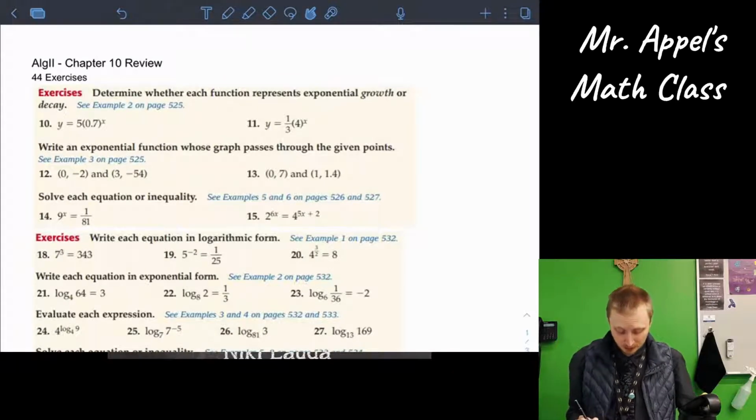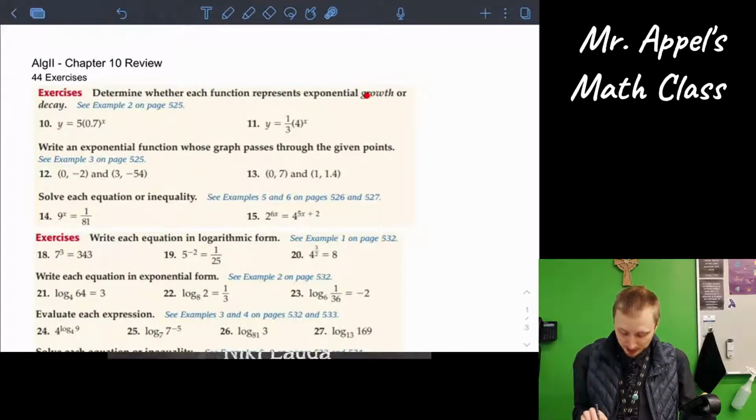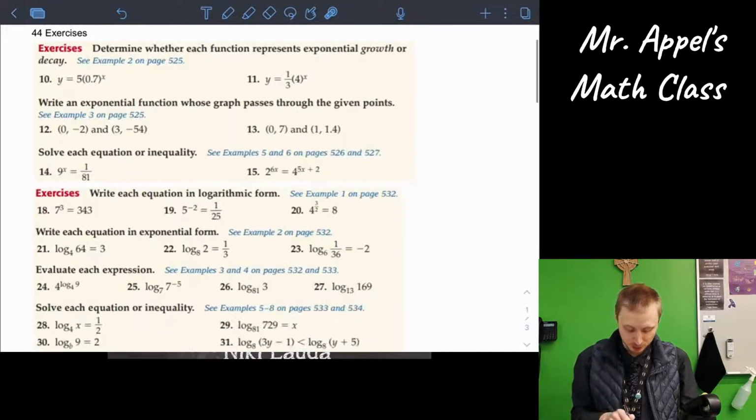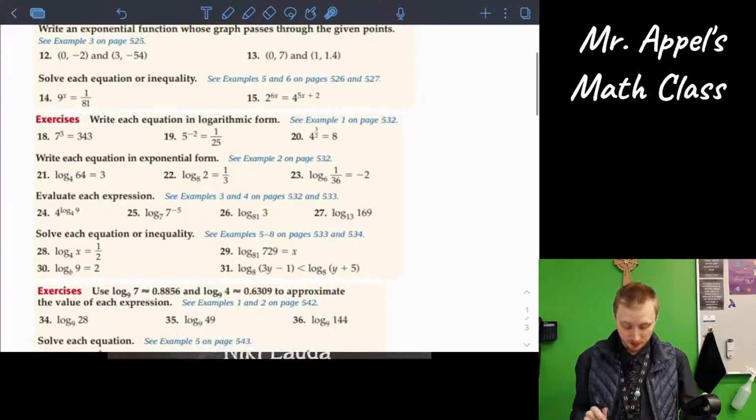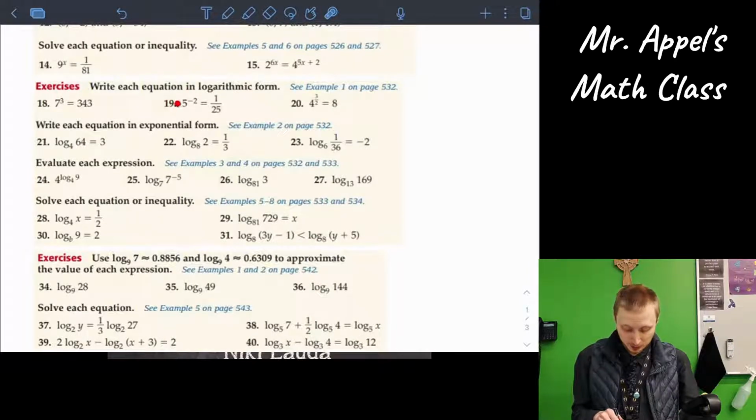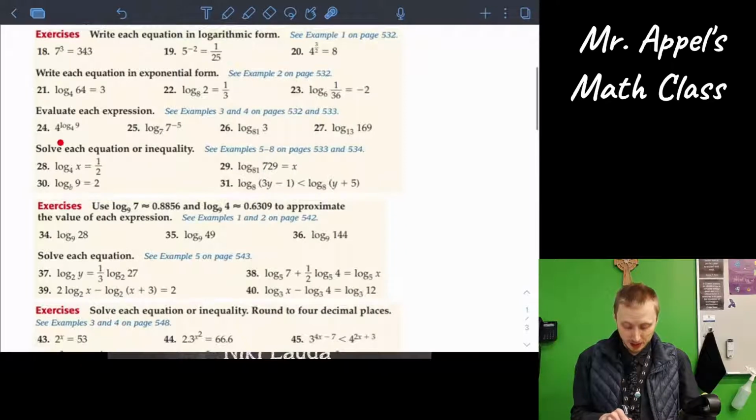All right? So we've got recognizing growth. We've got writing a growth equation, writing an exponential function with 2 points. That 0 is your friend. Make use of it. Solving just basic exponential equations there. Switching from log to exponential and back and forth. Evaluating logs.